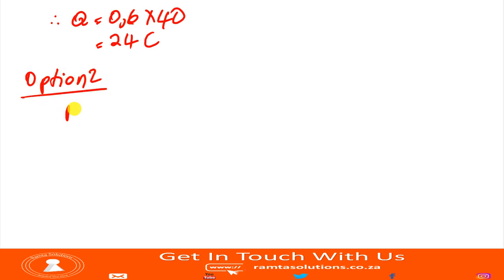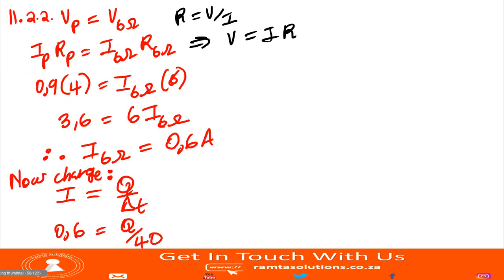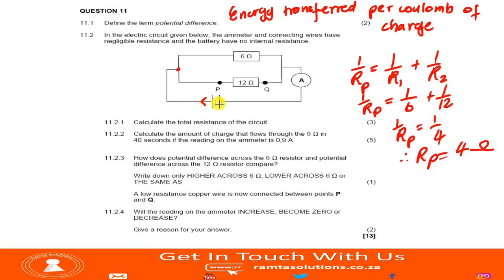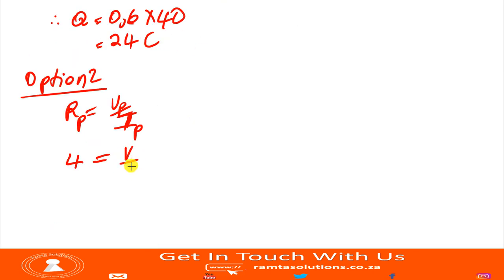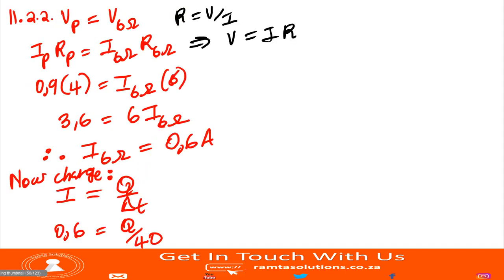Option 2, I will say R is equal to V over I. What is R that I'm talking about? I'm talking of RP, VP, IP. It was 4 ohms. What is VP? We do not know, do we? They didn't give us the total potential difference. It's okay. But they have given us the total current, which is 0.9 amperes.